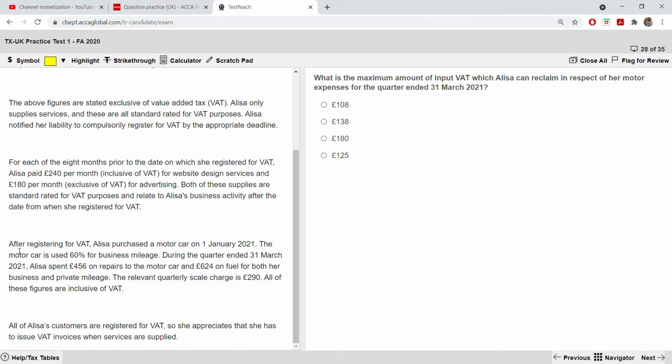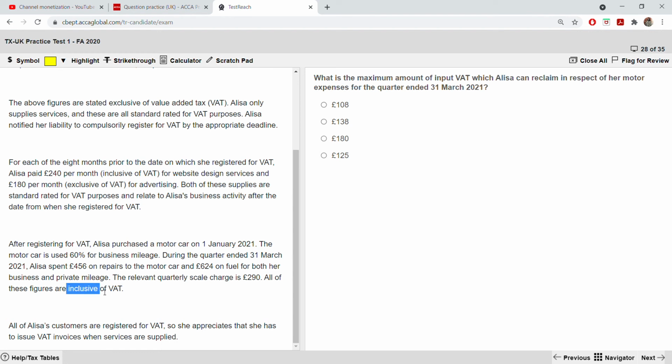After registering for VAT, Alisa purchased a motor car. The motor car is used 60% for business mileage. During the quarter, he spent this much on repair and this much on the fuel for both business and private mileage. And the quarterly scale charge is 290. See, for the quarterly scale charge they will give you 290. All of these figures are inclusive of VAT.